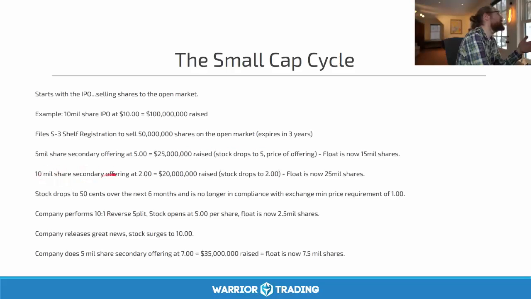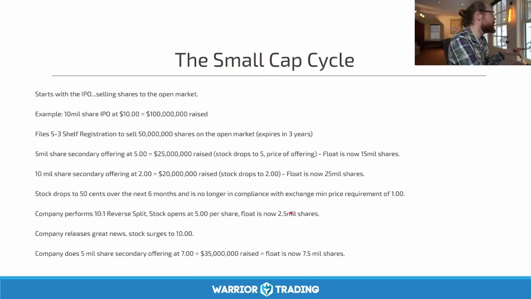Then we do a 10 million share secondary offering at $2 and raise another 20 million. The stock drops to $2. The float's now 25 million shares, and the company's now raised 100 plus 25 plus 20, which is $145 million. The stock drops to 50 cents over the next 6 months. It's no longer in compliance with the exchange minimum price of $1. The company performs a 10-to-1 reverse split. The stock opens at $5. The float's now 2.5 million shares, right? It's a tenth of what it was prior to the split.